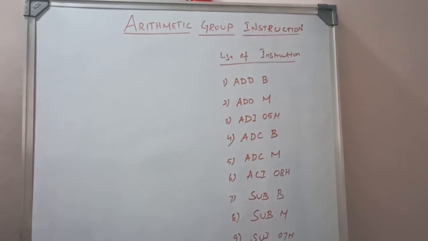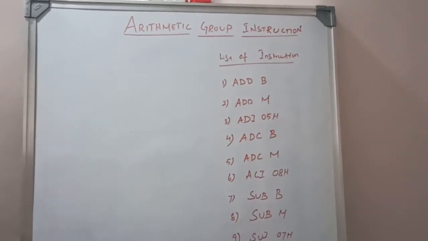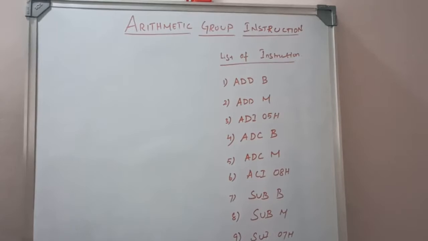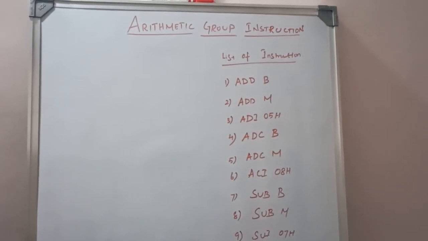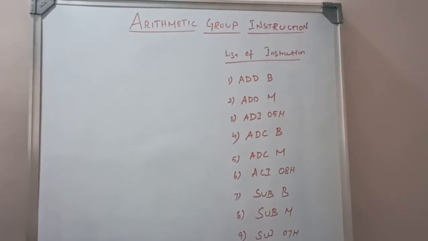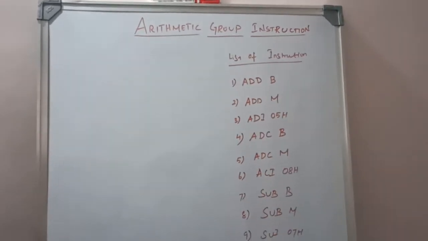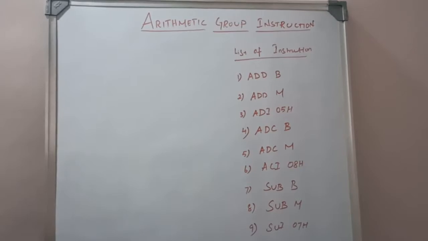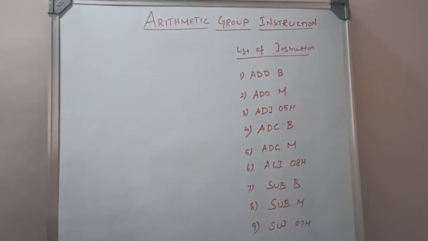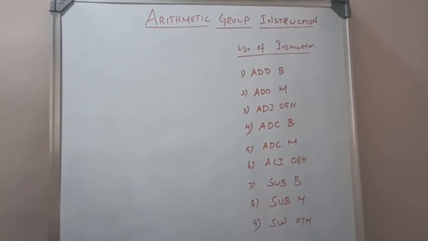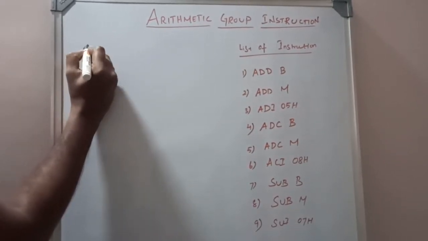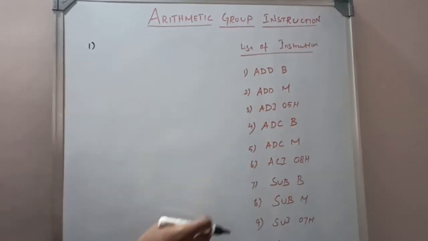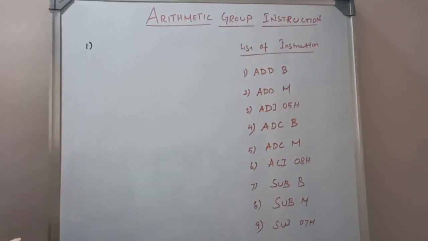In this type of instructions we can perform the addition function, subtraction function, increment and decrement, how to perform 16-bit addition, and how to adjust the decimal values. These are the kinds of instructions we will discuss in today's session. Let's start our instructions. These are the list of instructions that come under the arithmetic group.